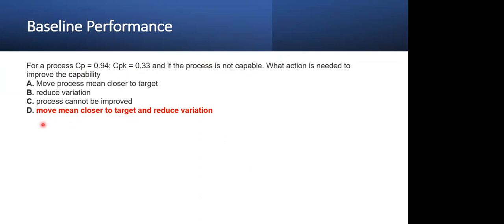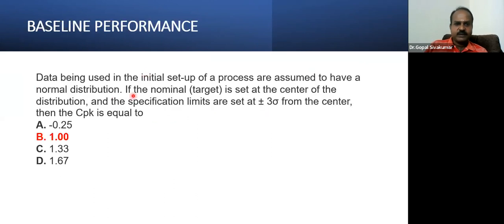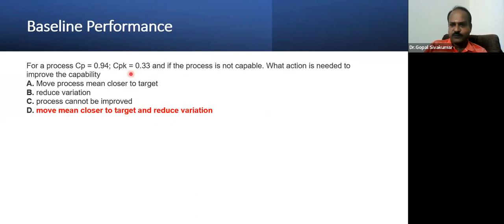Why? Because CPK determines the mean. So it's 0.33, it's away from the mean. Good point. Slight correction. Since CPK is different from CP, it's a clear indication that your process is shifted. So you have to move the process mean closer to the target. This is the statistical solution.